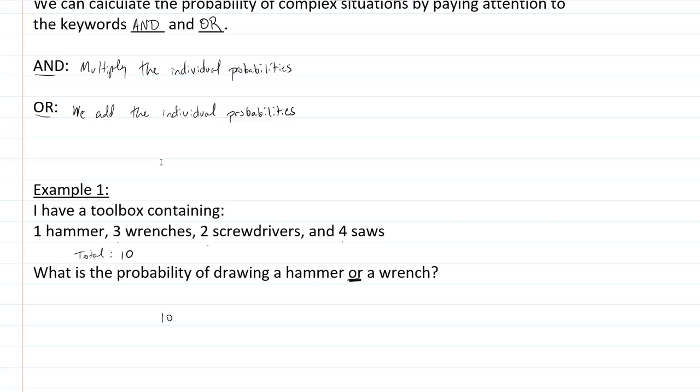So the probability of drawing a hammer is going to be the number of hammers over the total. So 1 over 10. And the probability of drawing a wrench is going to be 3 over 10, because there's 3 wrenches and there's 10 total. So the probability of drawing a hammer or a wrench is going to be 1 over 10 plus 3 over 10, which is 4 over 10, because we add the numerators to keep the same denominator, which reduces down to, if we divide both these by 2, 2 over 5. So that's the probability of drawing a hammer or a wrench.